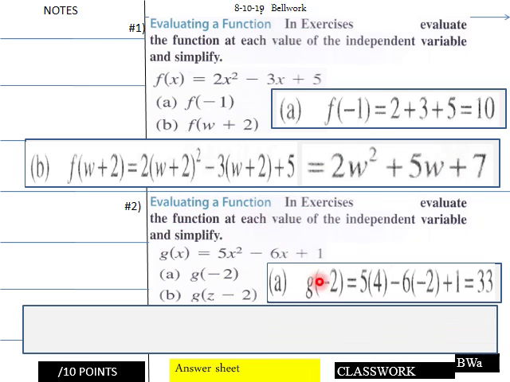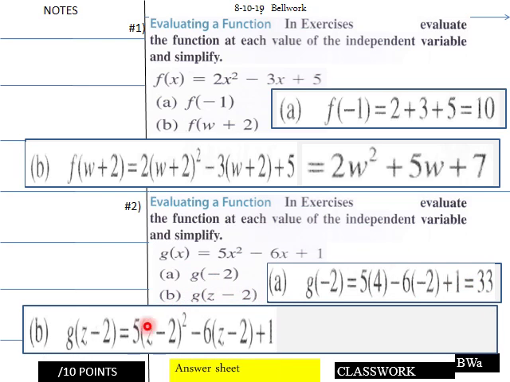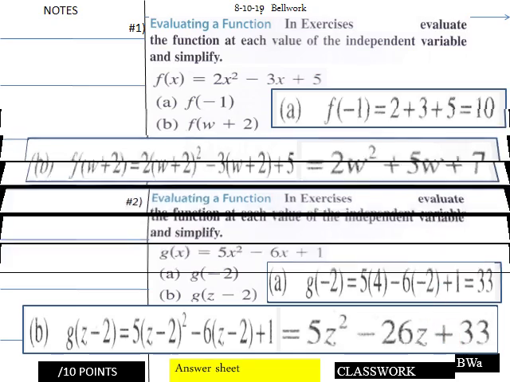And then for number 2, g of -2 is 33. And then g of z minus 2, when you plug that into this function here, you get 5 times z minus 2 squared minus 6 times z minus 2 plus 1, which when you simplify, combine like terms, you get 5z squared minus 26z plus 33.